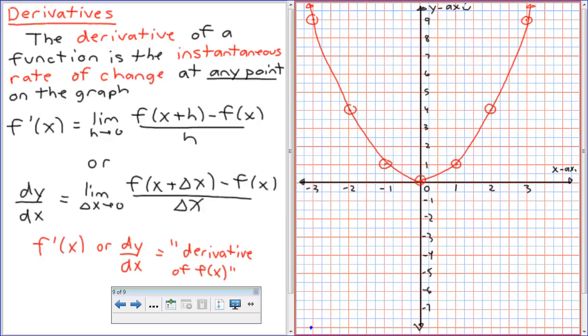So as I go from here to here, what's happening to my slope? It becomes less negative, but still negative. So it's still a negative slope, but it's becoming less negative. So let's call that maybe negative 4, maybe negative 3. So as we're going from here to 1, what's happening to my slope? Even less. So I'm going to call that somewhere down here.